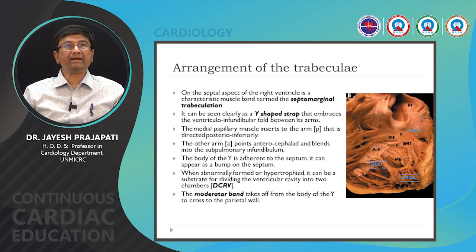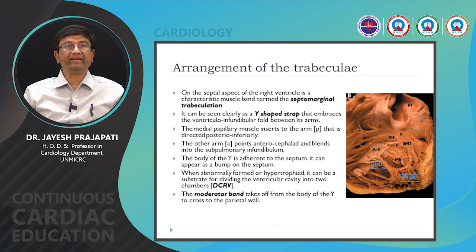So there are multiple trabeculations in the RV, and there is a Y-shaped strap that embraces the ventricular infundibular fold between the arms. So we see multiple chambers or multiple trabeculae, and one abnormality we have to keep in mind is DCRV, double chamber right ventricle. When abnormally formed and hypertrophied, it can be a substrate for dividing the ventricular cavity into two chambers.